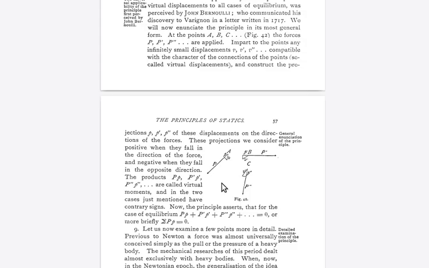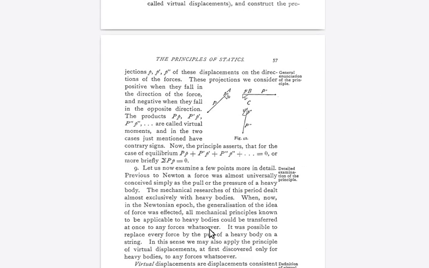We consider these displacements on the directions of the forces. These projections we consider positive when they fall in the direction of the force, and negative when they fall in the opposite direction. The products PZ, P prime Z prime, P double prime Z double prime are called virtual moments, and in the two cases just mentioned have contrary signs. Now the principle asserts that for the case of equilibrium, PZ plus P prime Z prime plus P double prime Z double prime, and so on, or more briefly, the sum of PZ equals 0.